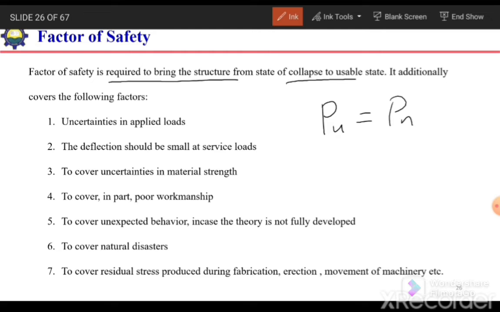Or otherwise, if there is some uncertainty or some flaw during the construction, and the strength of the section is less than expected, then again, if the load reaches up to Pu, the structure will collapse. So to counter that, we need to apply some factor of safety. Either increase this Pu by multiplying it with the factor of safety, or reduce this Pn by dividing it with the factor of safety. So both approaches: this is the LRFD approach and this is the ASD approach.